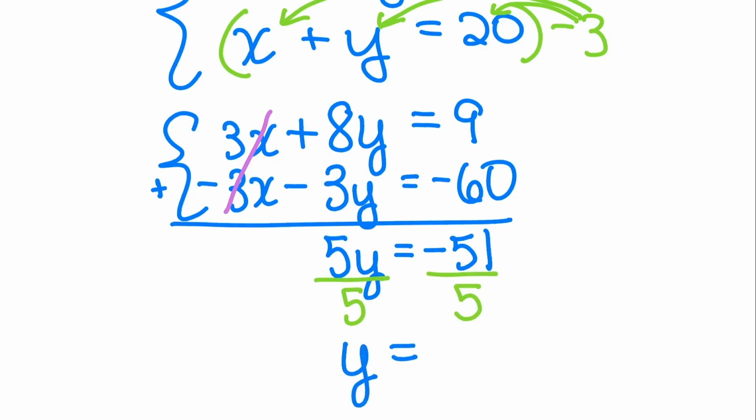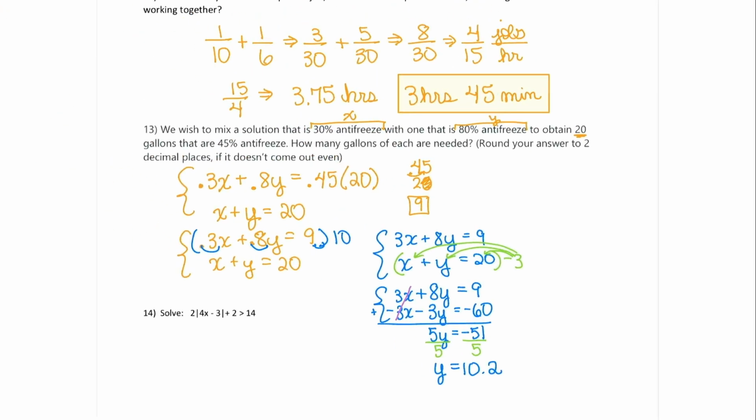It's going to be y equals 10.2. Remember that y was the 80% antifreeze. So we already know 10.2 gallons of 80%. Now we just have to work out the other value.